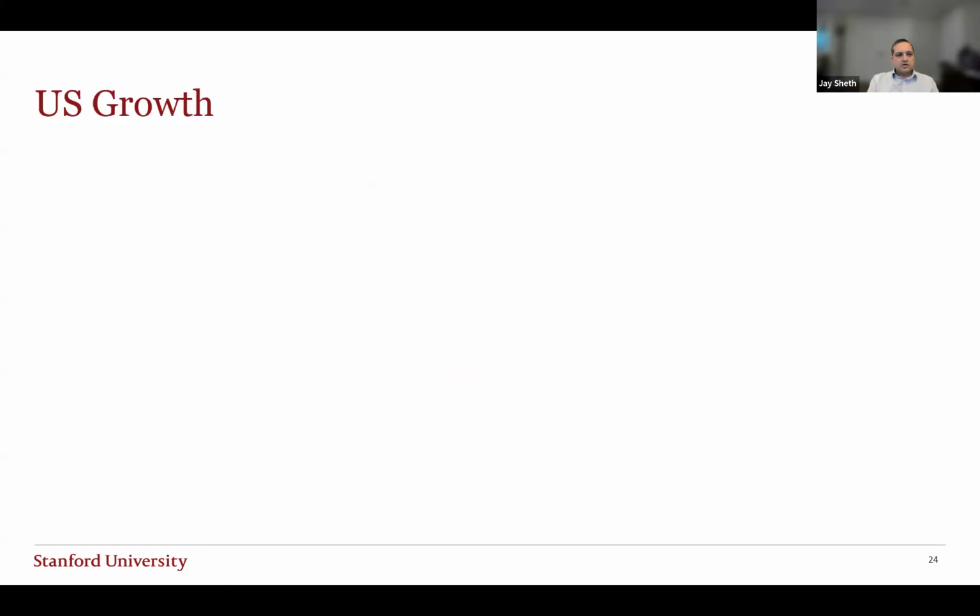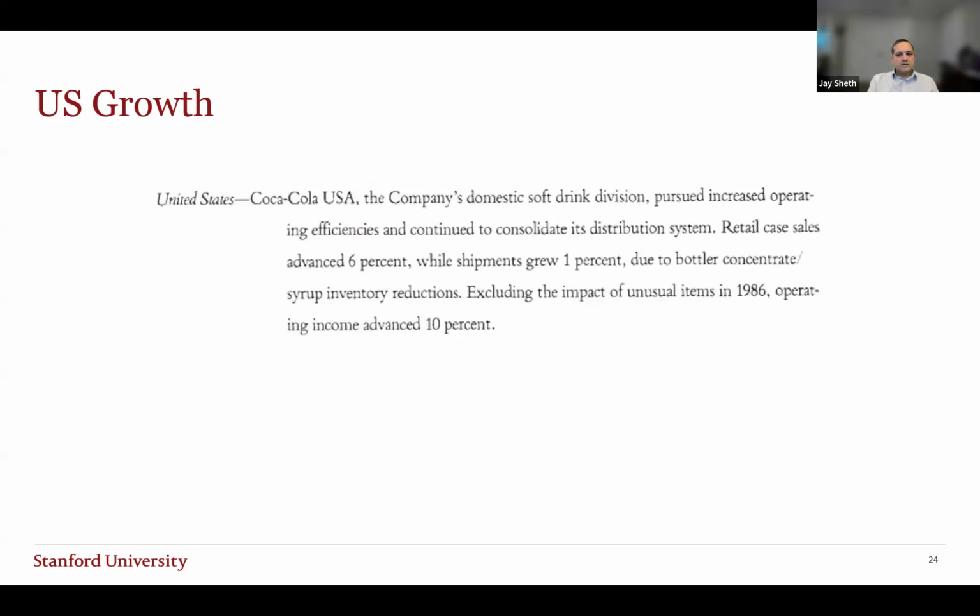In the U.S., again, the U.S. business was growing pretty nicely. Here you can see the revenue was growing at about 5%, and with 1% shipments, that basically implies that prices in the U.S. were up about 4%. Now you see about 1% shipment growth, but they actually go on and say that retail case sales advanced 6%. So the volumes that their customers, the bottlers, were selling of Coca-Cola were up 6%. So that is a good indication that even end market demand was pretty healthy for Coca-Cola. So anyways, let's continue to move forward. So pretty healthy U.S. business.